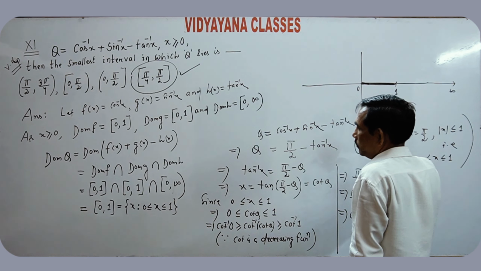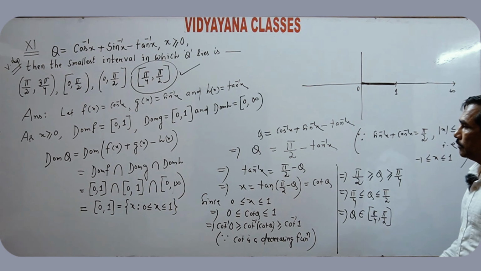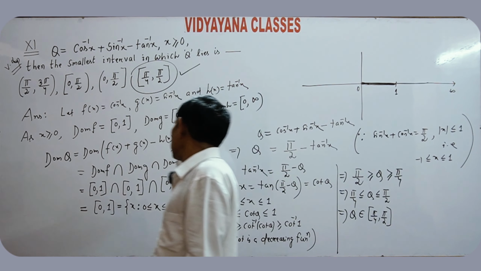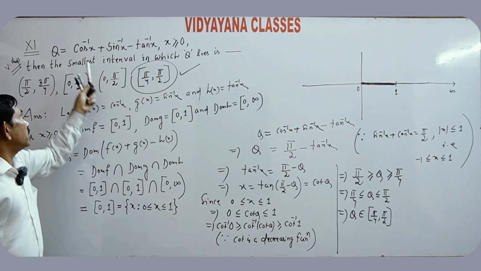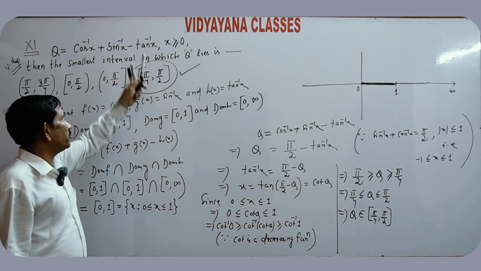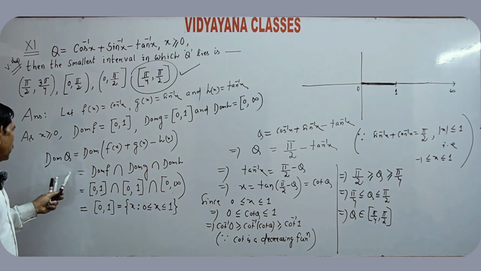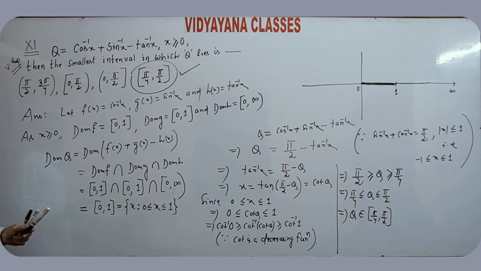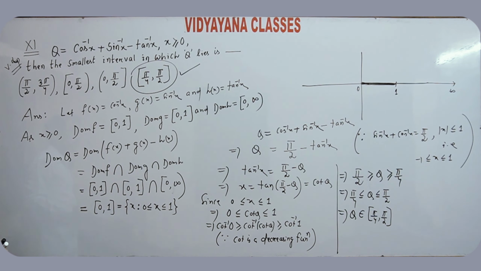The domain of f varies from 0 to 1. The domain of g varies from 0 to 1. But the domain of h varies from 0 to infinity. But the common region represents the domain of theta. Since theta is f(x) + g(x) − h(x), the domain of theta means the domain of this intersection, this intersection, the domain of tan⁻¹x. So the common domain represents the domain of theta, since theta is the sum of three functions. Clear?